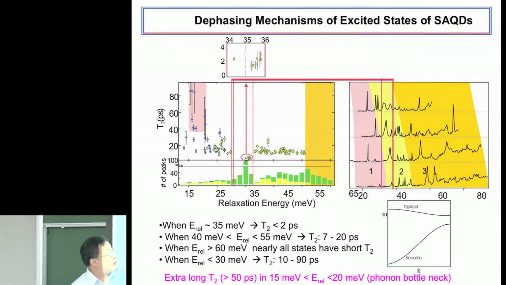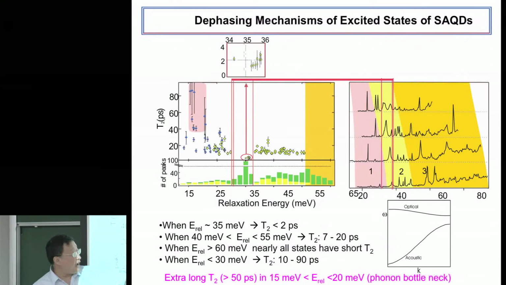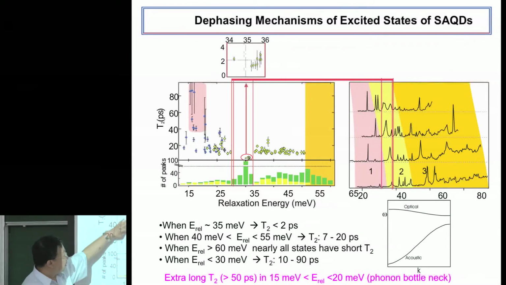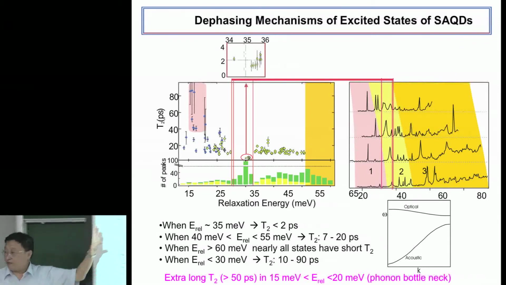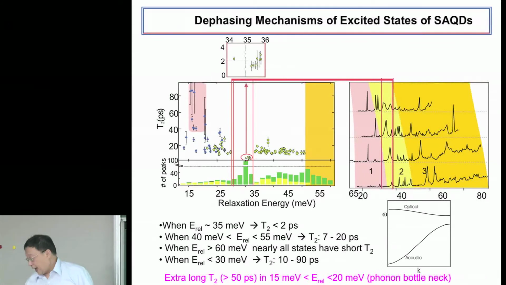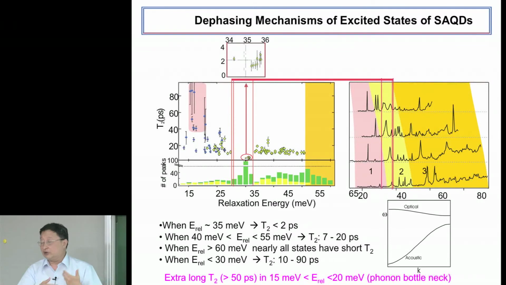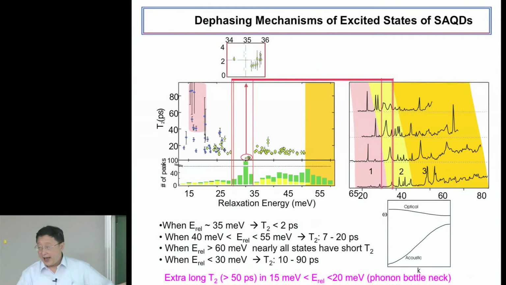So when they are matched to this phonon energy range, they decay very fast. But when they move away from this optical phonon energy range, then the lifetime becomes longer, becomes measurable. But there is one region where you can find a very, very long coherent time, and that is when it's far away from the optical phonon energy, but also not too close to very low energy. That means in that energy range, you cannot emit optical phonons, but you can still emit acoustic phonons. But you need to emit a lot of acoustic phonons at the same time in order to relax, and the phase space for that is much more reduced.